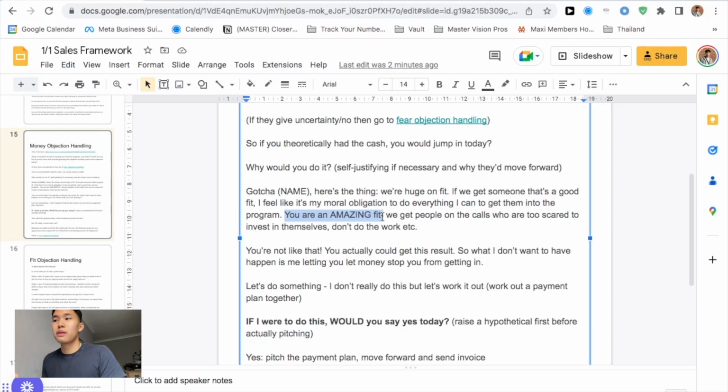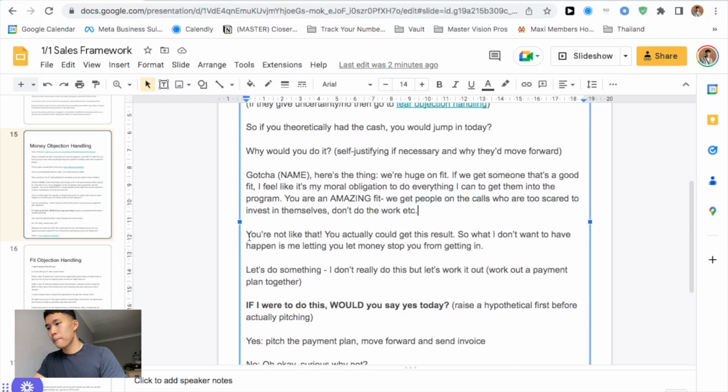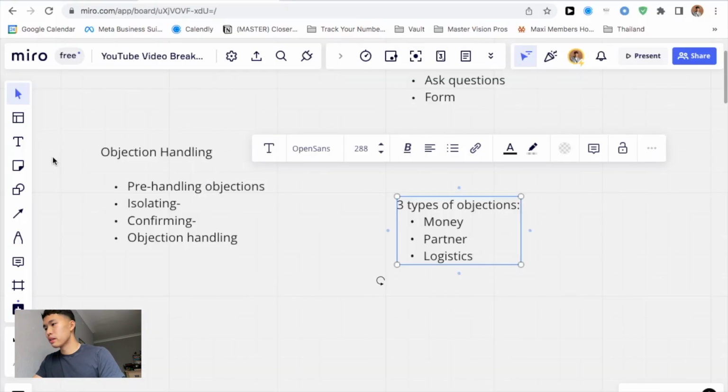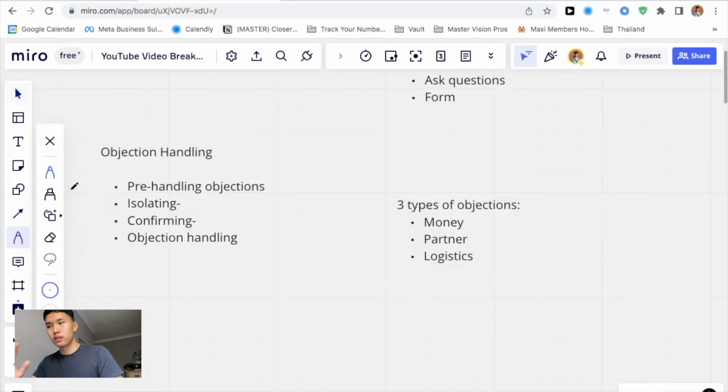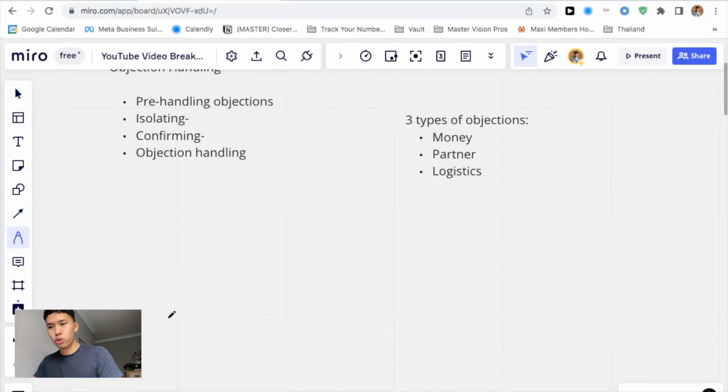Again, this is not manipulation. Just actually be genuine about it. If they are a good fit, then say this. Give them reasons why they're a good fit, like why they'd succeed. Because a big part of sales is getting them to believe that they can do it. They just need the right guidance, or they just need the right mentor.